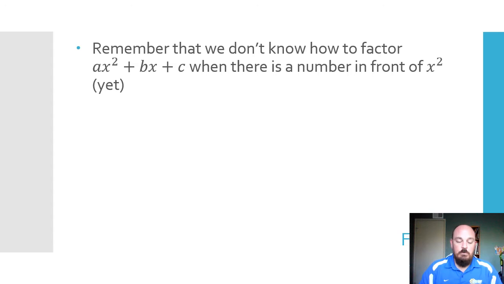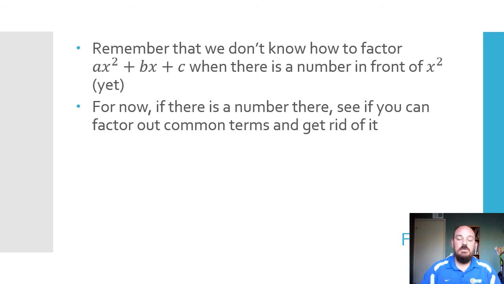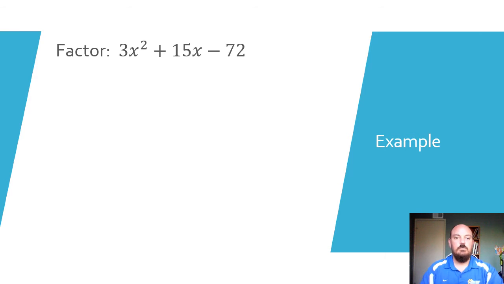All right, so remember I said we don't know how to factor ax squared plus bx plus c yet. And I did put yet here. We will do this later in the year, but for now we don't know how to do it if there's a number in front of the x squared. So for now, if you do see a number there, try to factor it out first. Notice, if it's a 3, look and see if that's a common term. If every term can be divided by 3, factor that out first. Then once you're done, you should be able to factor it like we talked about in part 1.